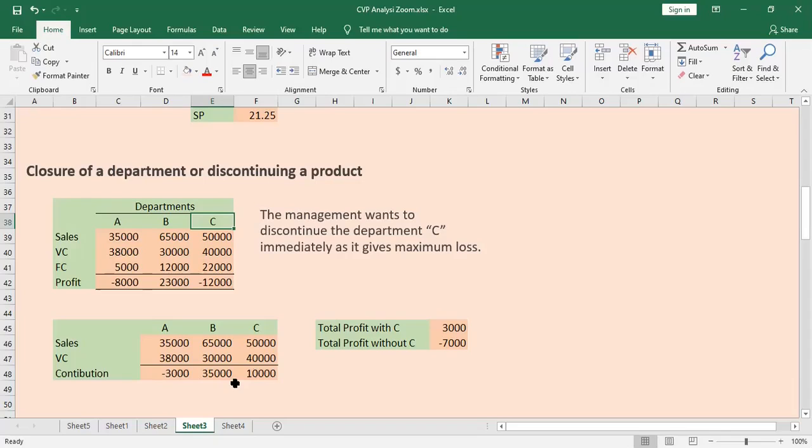So here our comment is that the management decision is wrong. We should not discontinue department C because we already did the calculation. We know that C is making a positive contribution. And according to this calculation, if we get rid of department C, we are going from bad to worse. So that's how you make decisions based on this analysis. Always we need to look at contribution, not profit.